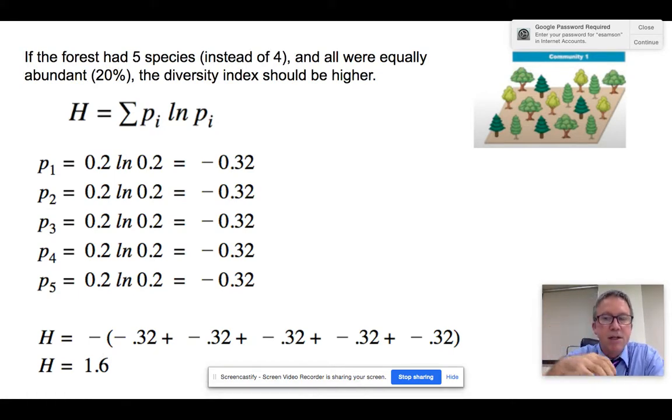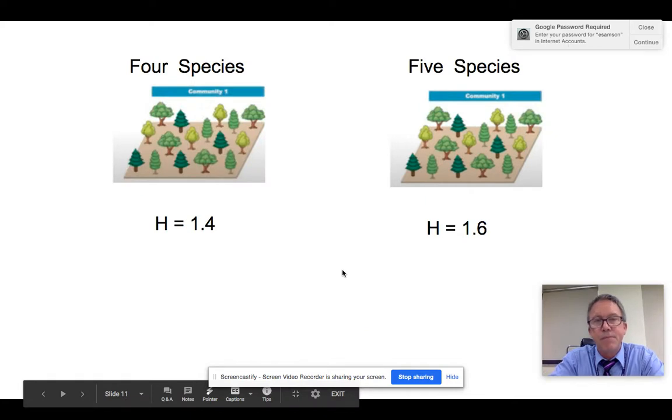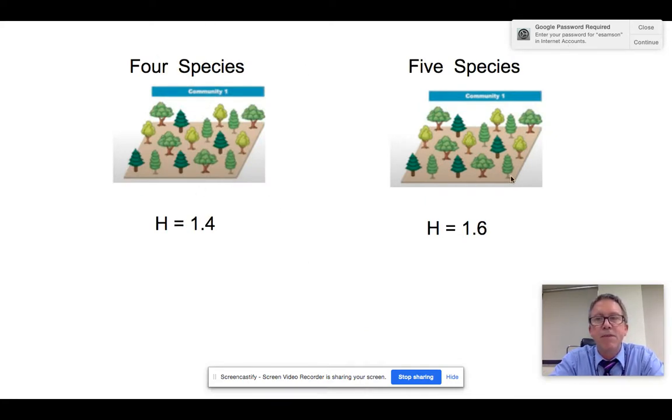So this Shannon-Wiener index takes into account both richness as well as evenness. So here we have the one that had 4 species was 1.4. When I added the next species, if I kept the evenness the same, I got 1.6.